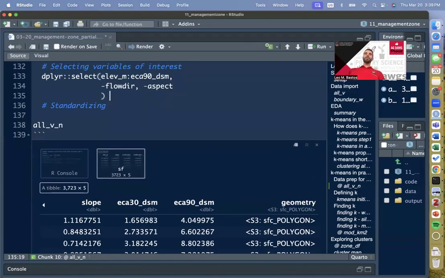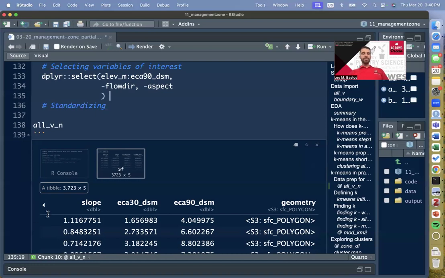We're going to talk about the geometry later because we cannot have geometry when we do the k-means, but we're going to keep it here for now just so we have that spatial context. Because remember, in the end, we will need to plot these. We want to make a map of these zones. So we need to know where in space those cells are. And then here's what we're going to do.